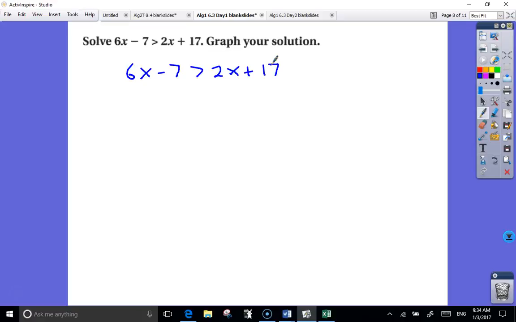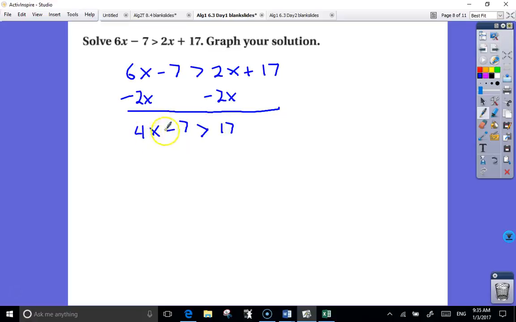Subtract 2x. Remember, usually we deal with the smaller variable term first, right? And this is why it's important. This is where it's especially important. So how am I going to cancel a positive 2x on the right-hand side? I subtract 2x, right? Okay, so now I've got 4x minus 7 is greater than 17. Then what?